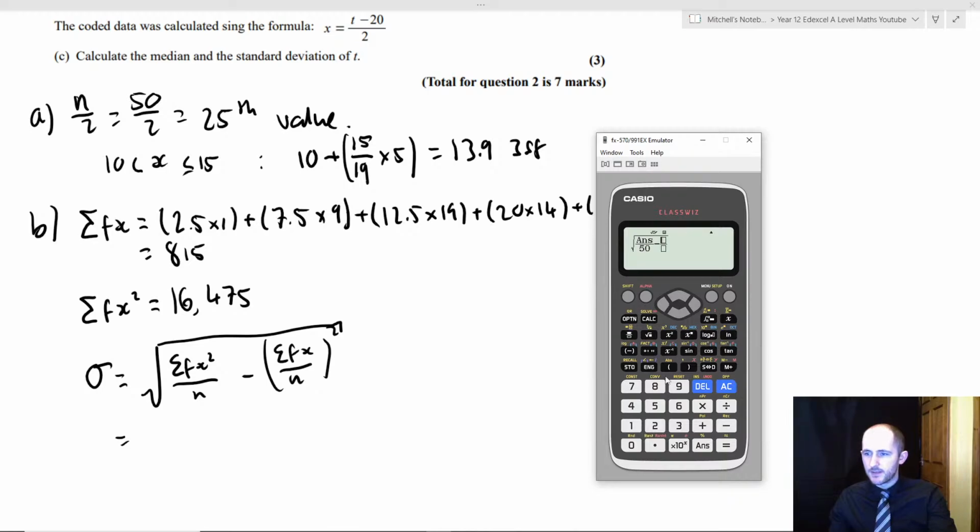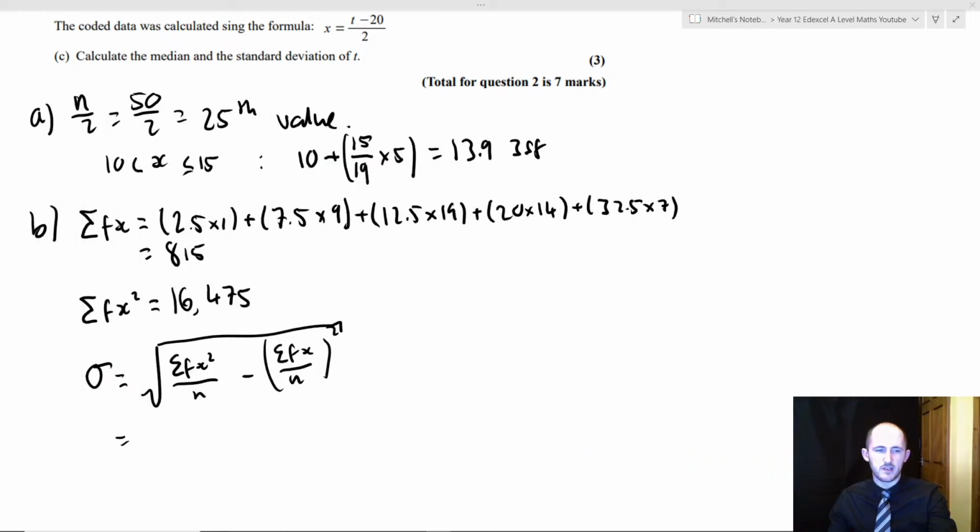minus, whoops, bracket, right. Bracket fraction, sum of f of x 815 over 50, close bracket, all squared. And you should get 7.988, so we could call that 8.0. Actually, no. We will need to make sure it's accurate, actually.